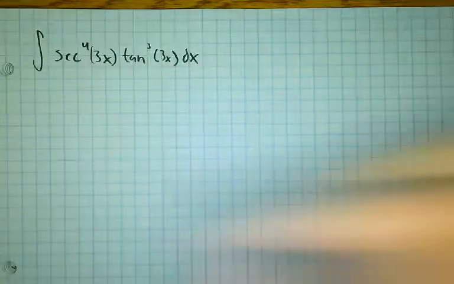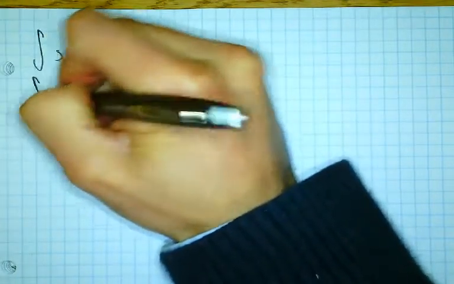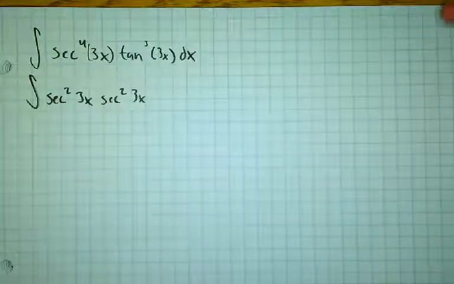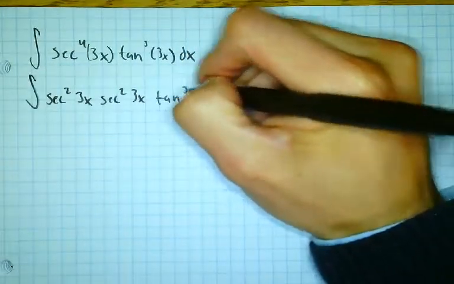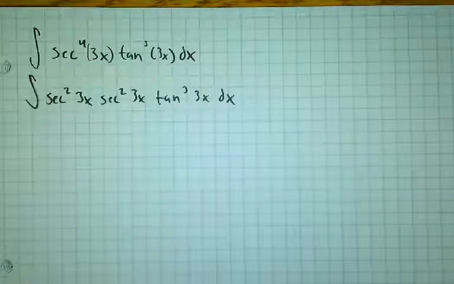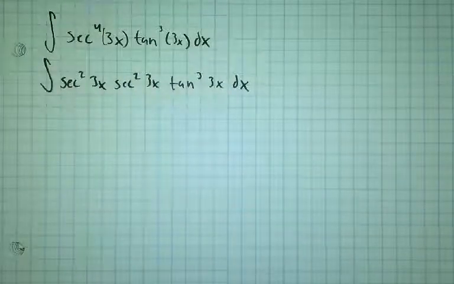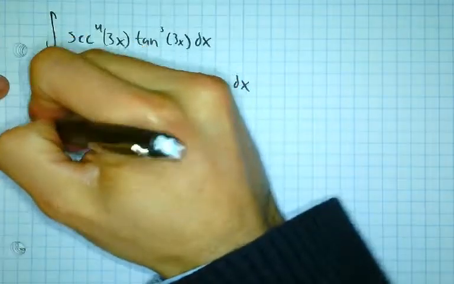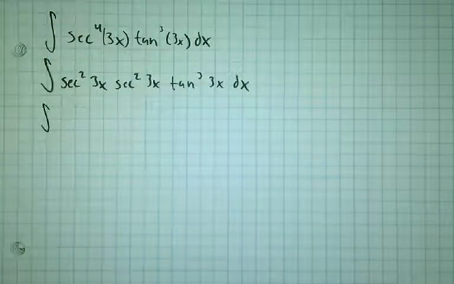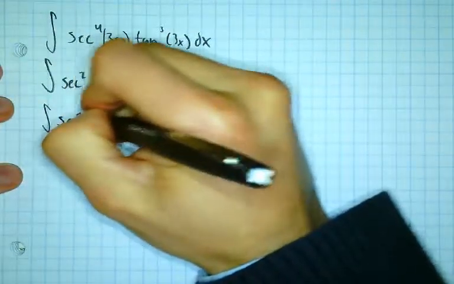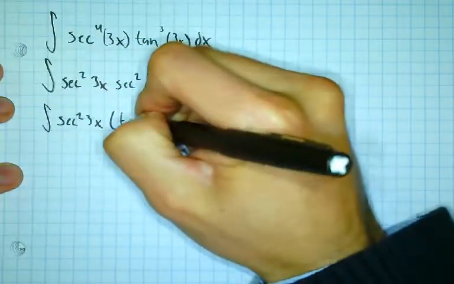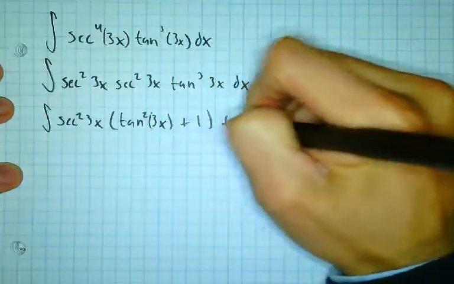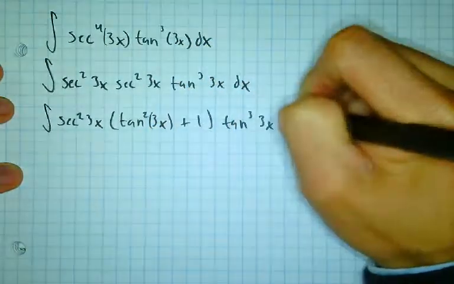Which means that we are going to keep what? One of the secant squares. So we are going to keep one of the secant squares, which means that I have secant squared 3x, secant squared 3x, tangent cubed 3x dx, right? So what are you going to do with the other secant square? Turn it into tangent squared 3x plus 1 in this case, right? So we're going to keep 1. This one becomes tangent squared 3x plus 1 times the tangent cubed 3x dx.